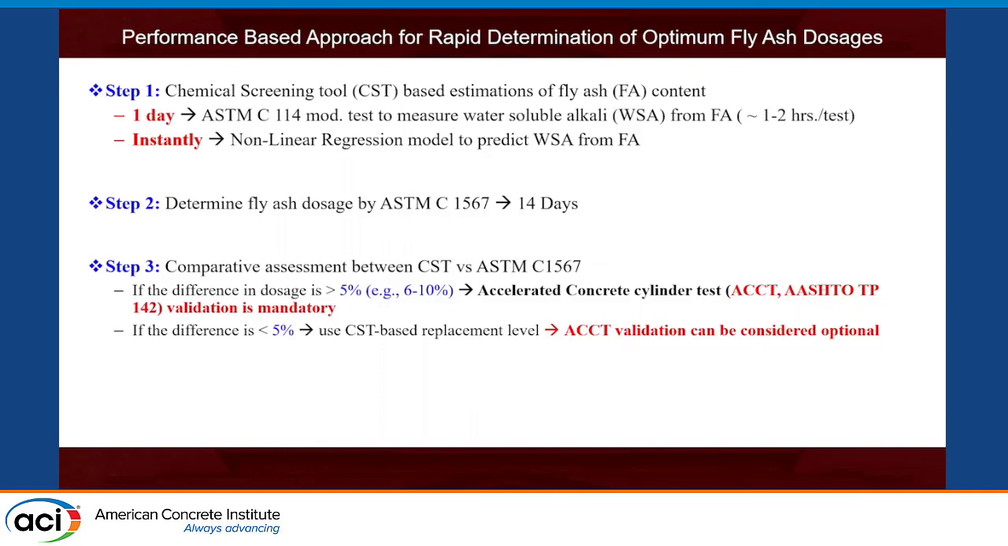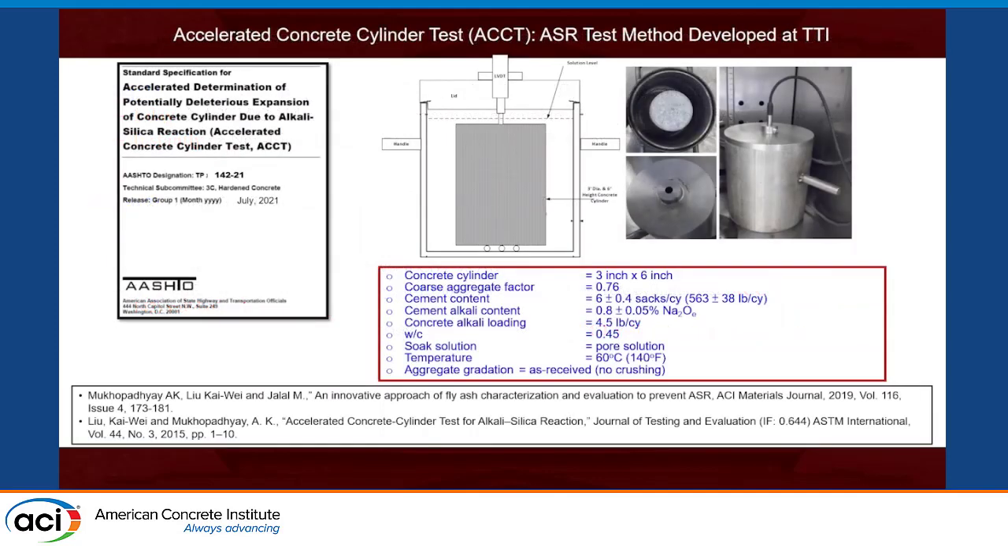So we developed a test called ACCT, Accelerated Concrete Cylinder Test. It's a very reliable test. It is also an ASTM standard, a recently published ASTM standard. We put a 3 by 6 inch concrete cylinder inside a chamber which is surrounded by soak solution.